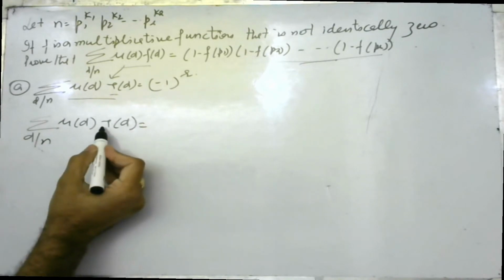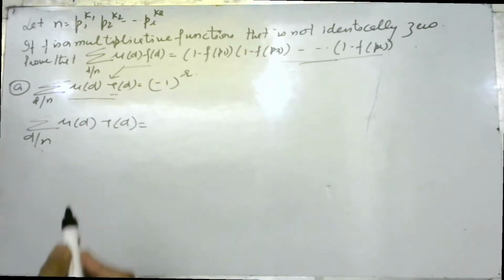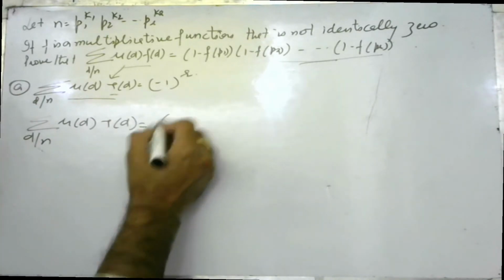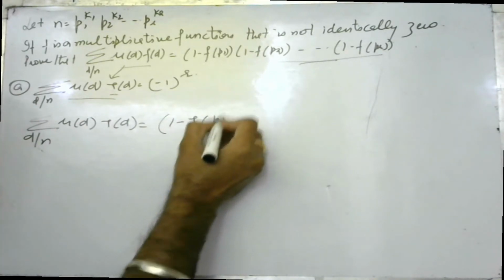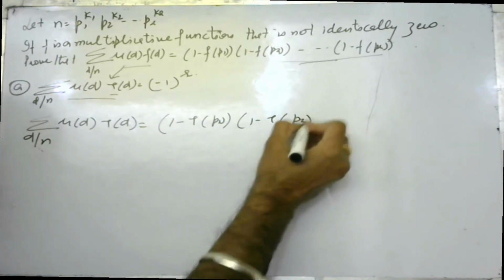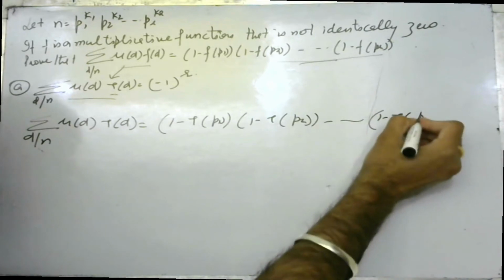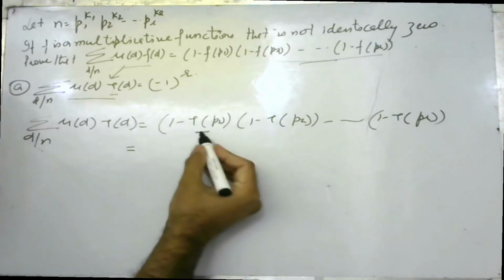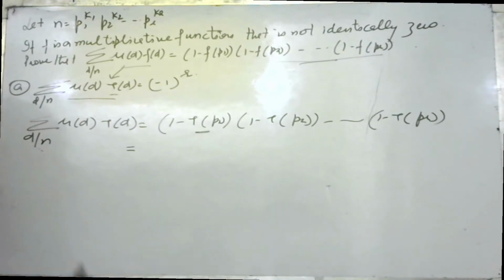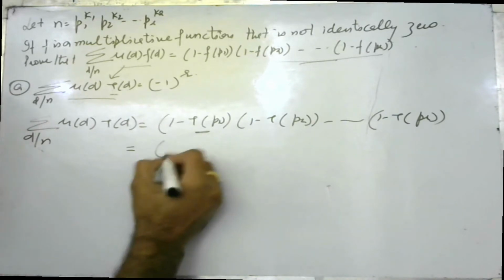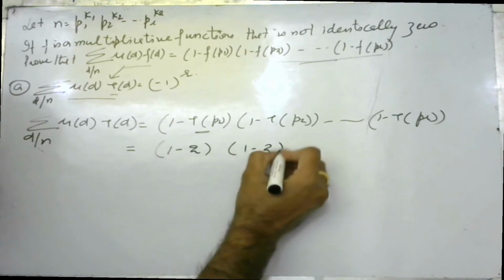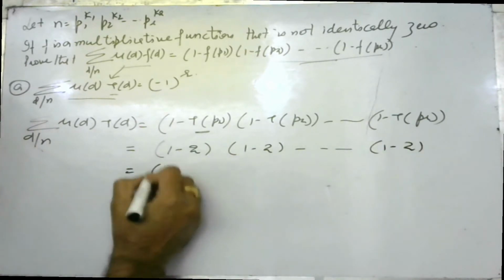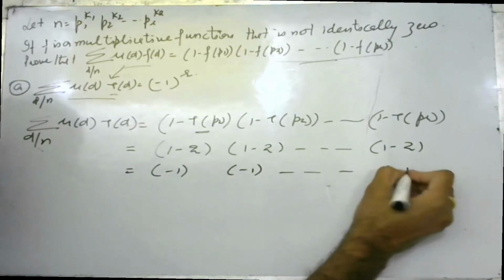As you see, tau is multiplicative and not identically 0, so we can put it on the right hand side. It is (1 - tau(p1))(1 - tau(p2))...(1 - tau(pr)). And how much is tau(p1)? It gives the number of positive divisors. And how many positive divisors for a prime? 2, 1 and itself. The value is (1 - 2)(1 - 2)...(1 - 2), that is minus 1, minus 1, minus 1.